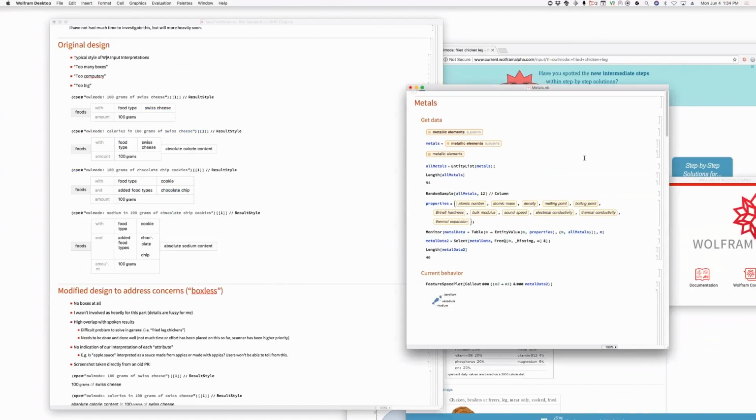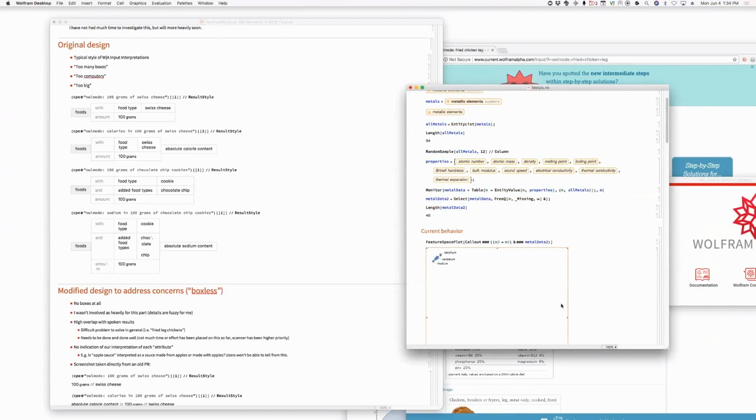And by the way, this is the feature space plot. What is this?